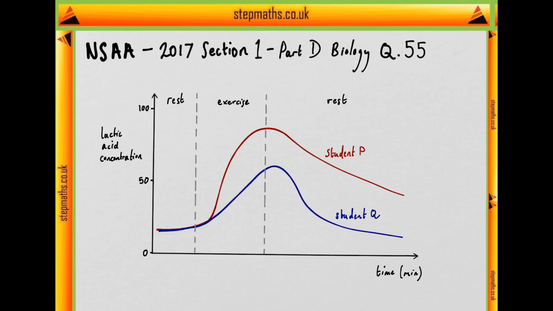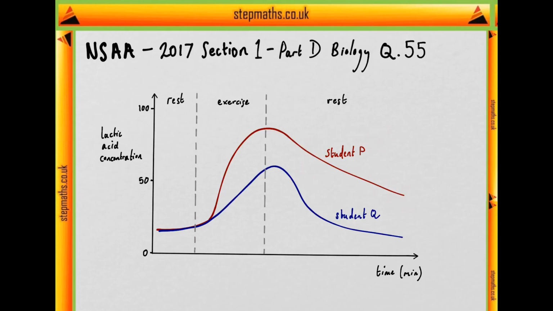So before we get to the statements, let's have a quick look at what we're looking at. We can see that we have 2 students, both of which increase their lactic acid concentration as exercise begins, presumably in response to an increase in anaerobic respiration, which does not require oxygen and therefore generates lactic acid. And then following rest, the lactic acid concentration begins to dip as the oxygen debt is recovered. As we can see, student Q largely returns to his pre-exercise levels, whereas student P doesn't get as far.